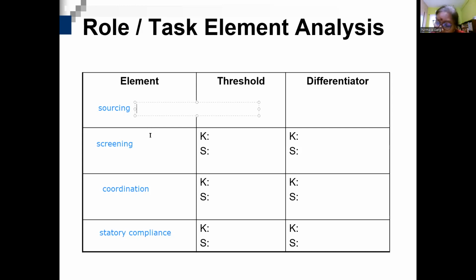Say if I'm an HR generalist, what are some of the job elements I would be doing? HR generalist. I could be doing recruitment, right? I could be doing induction.